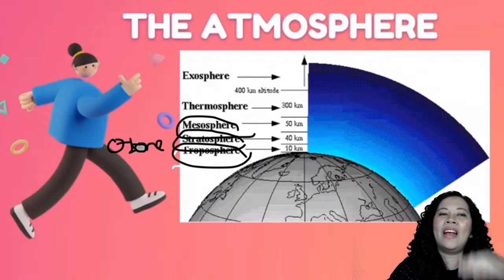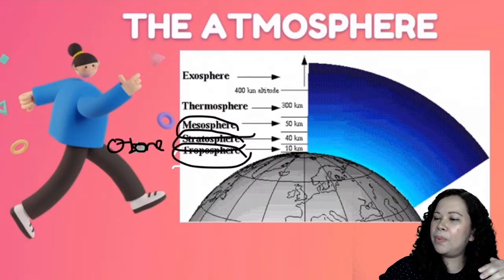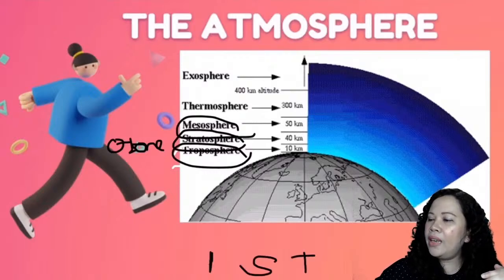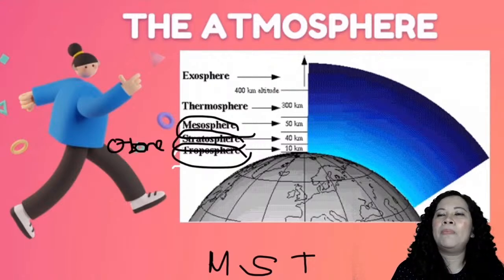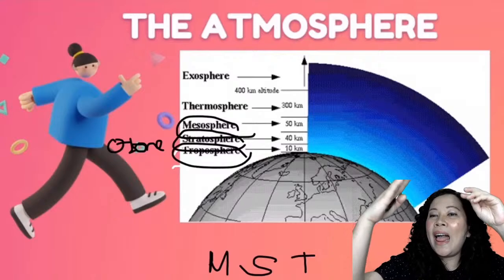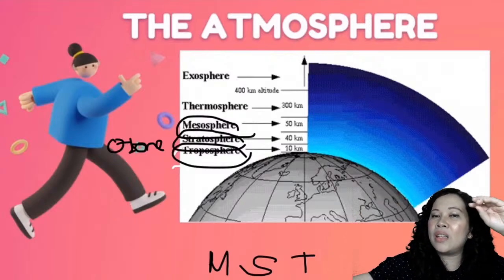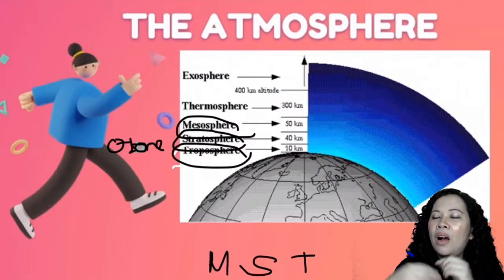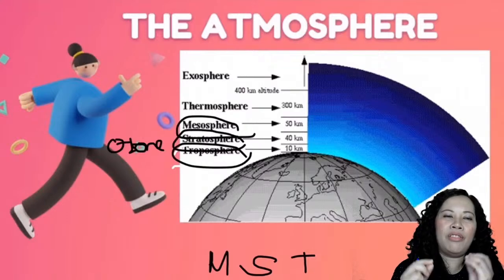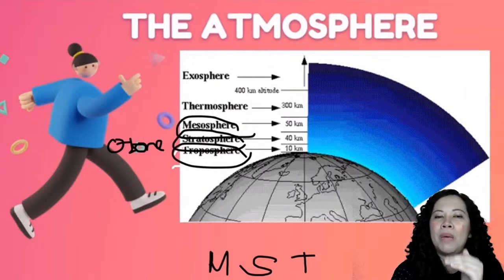Alright, next layer. We have our troposphere and our stratosphere, and the next one is your mesosphere. The mesosphere is 50 to 90 kilometers above. Meso means middle. The mesosphere is the middlemost of all the layers: we have two layers on top of it and two layers below it. 99% of the mass lies below the mesosphere.